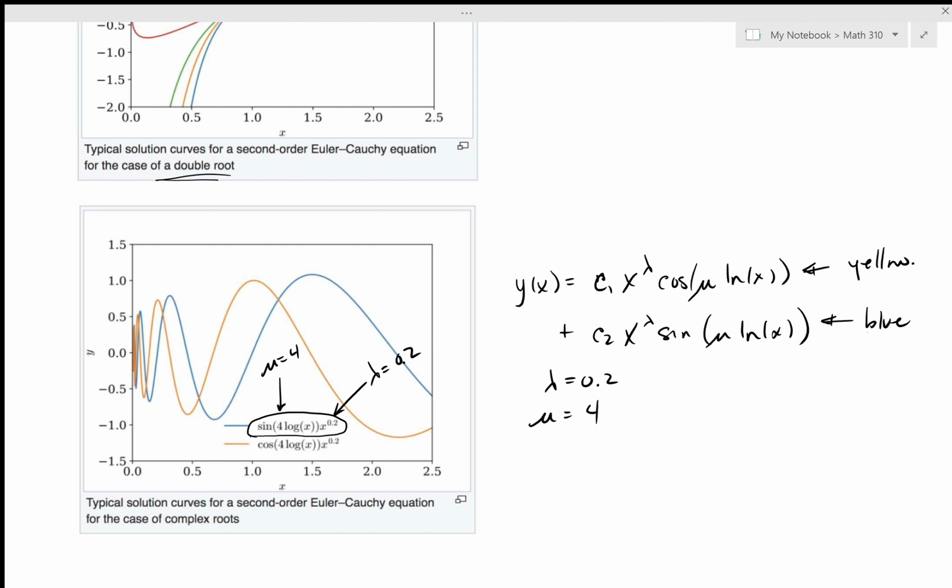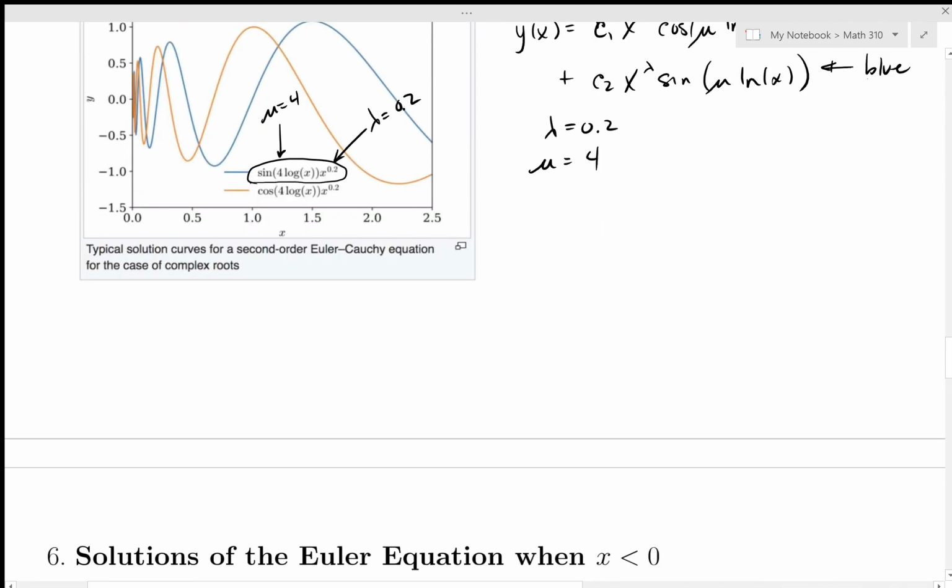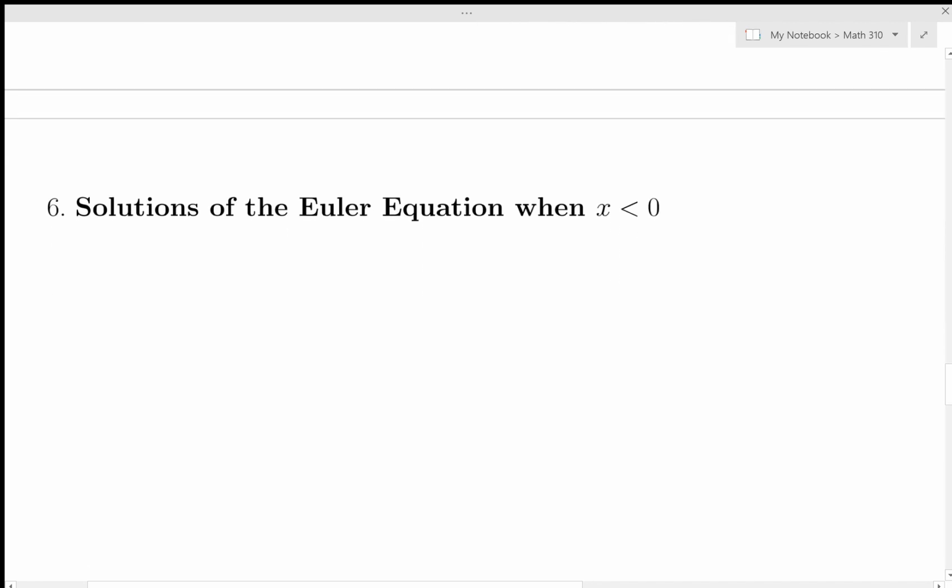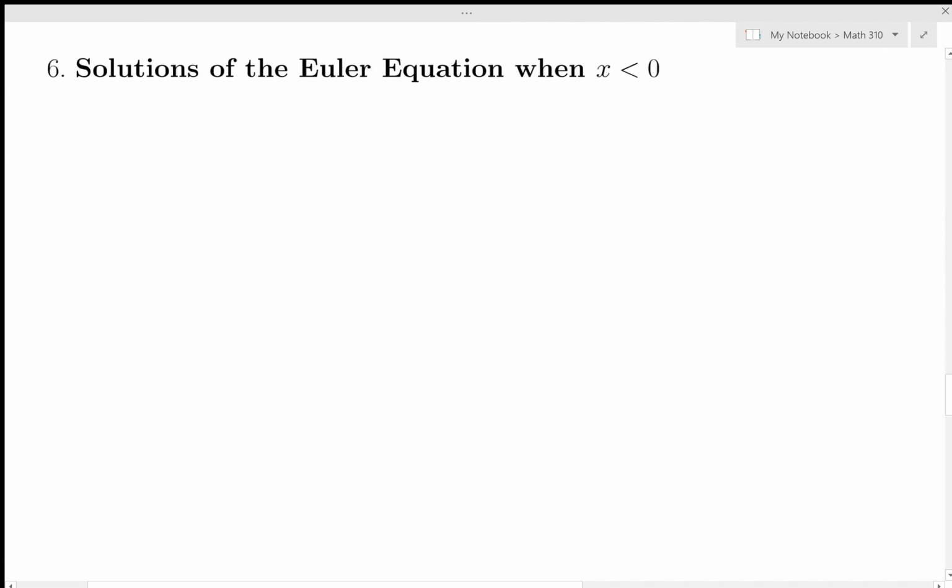So we now have an almost complete understanding of the solution to the second order Euler equation, in this case Wikipedia labeling it the Euler-Cauchy equation. We handled the situation x greater than 0. What happens when x is less than 0? Why do we separate these in the first place? Because when x is less than 0, let's talk about this.